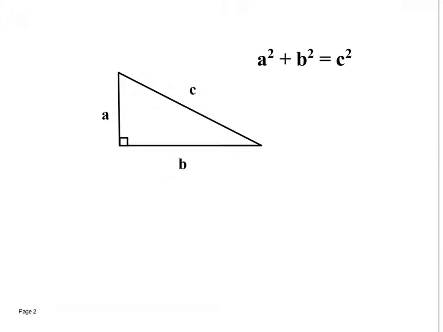So make sure you're aware of which sides they give you, because they won't always ask for the hypotenuse. Sometimes they'll ask for A or they'll ask for B. So make sure you're aware of which ones they're asking for.